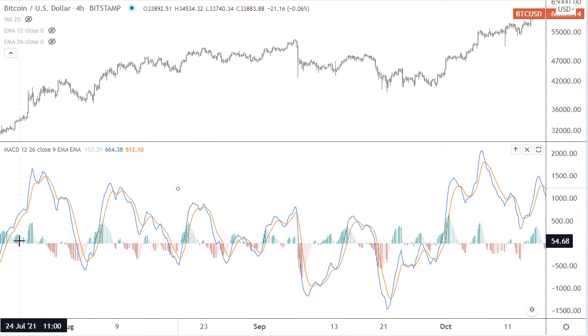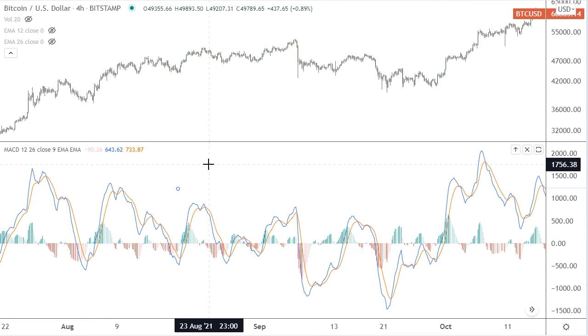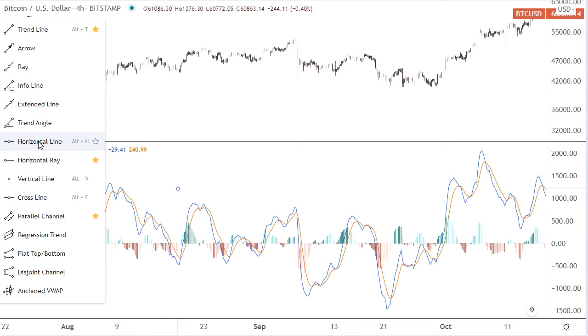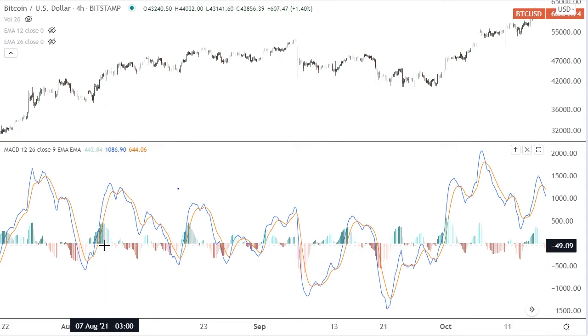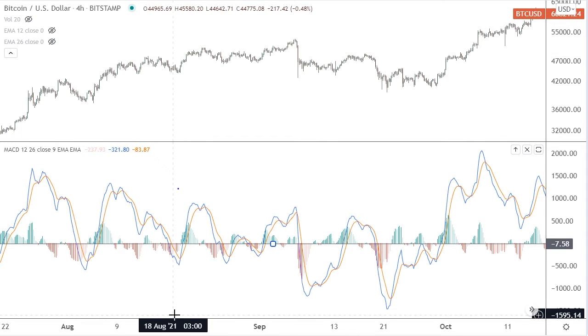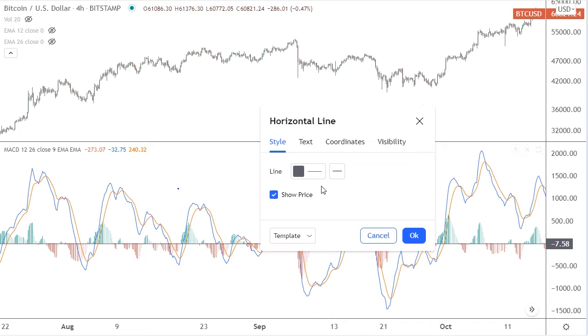Now the 0 line is this line that moves right through the center of it all, and that is important as well. We can use that for a couple of different things. So let me mark it. Let me change that here real quick. Okay, so there we go.